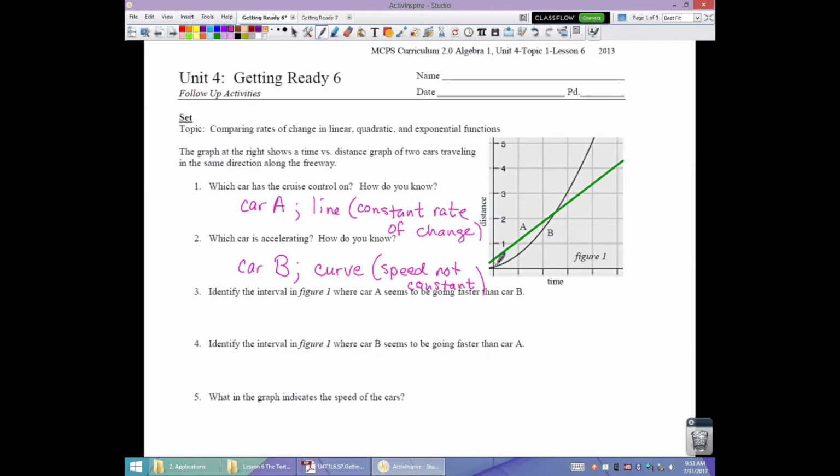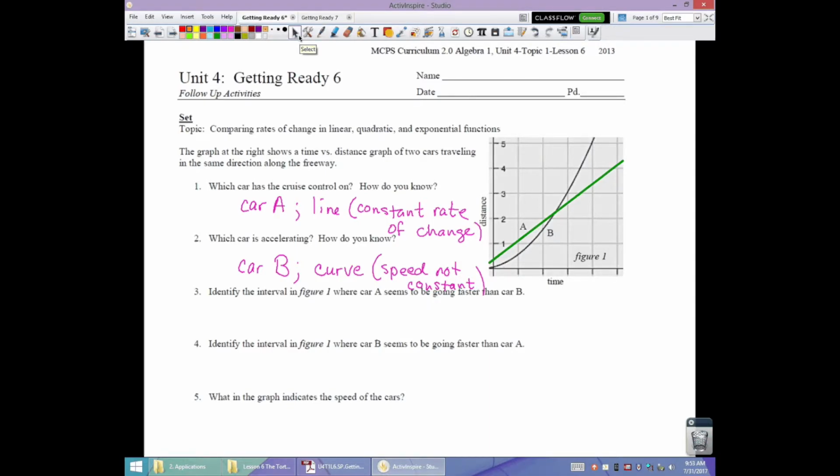Also, it's tempting to think that for questions 3 and 4, the intervals where each car is going faster, we have to switch over right here where they intersect. But again, that's about which graph is above or below the other one. That has nothing to do with which one is going faster. So how do we tell?